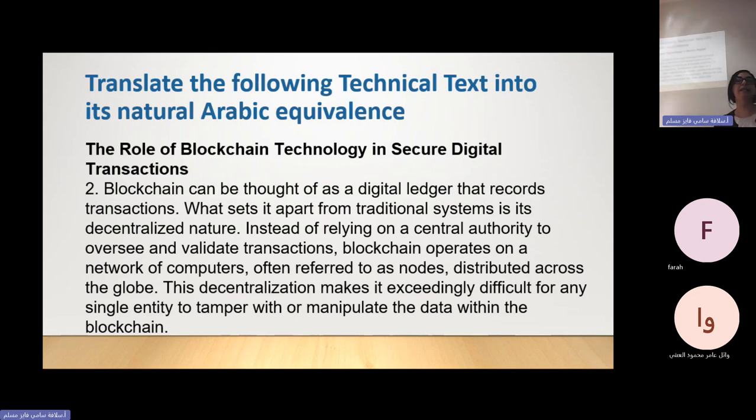Tamper with is like to change, okay? To make it something else. With or manipulate the data within the blockchain. I know there are so many difficult words, ولكن لاحظوا انه الكلمه اللي معطيكم اياها بحدها في definition تبعيتها. Okay? So 5 minutes you guys and start.